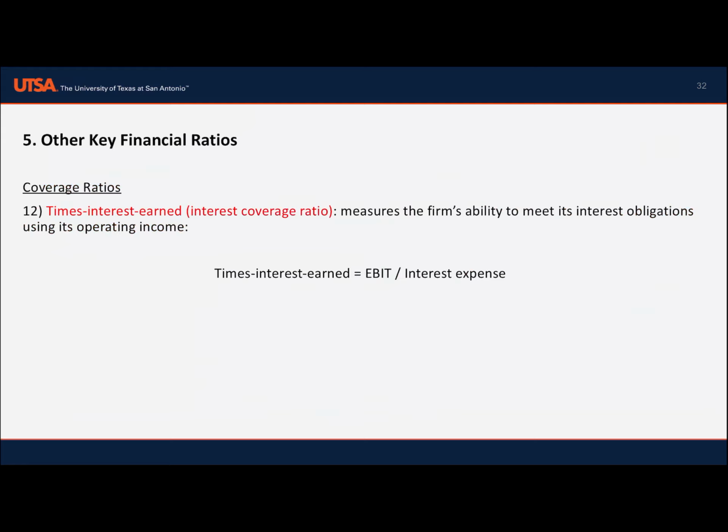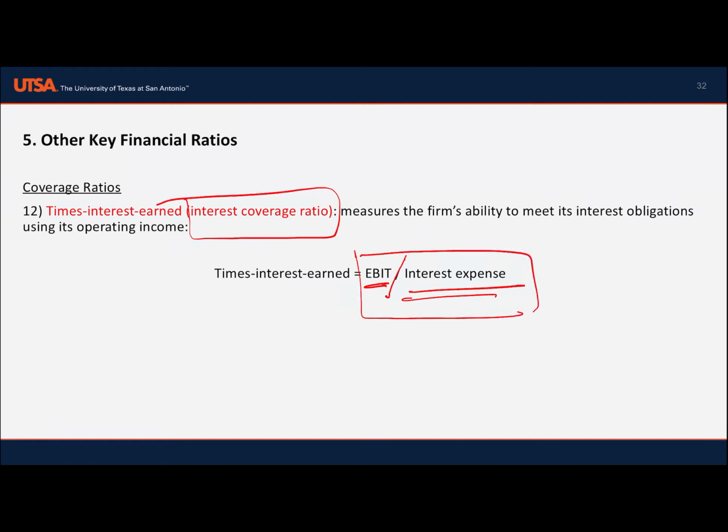Coverage ratio, times interest earned. In other words, interest coverage ratio. It measures the firm's ability to meet its interest obligations using its operating income. Let's look at the calculation. Times interest earned is earnings before interest over interest expense. We will use the interest coverage ratio definition for the calculation.